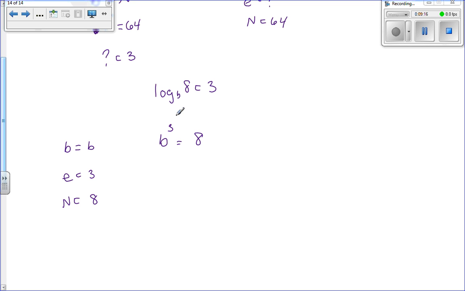Now you might be able to look at that and figure it out, but to show the work, raise to the reciprocal power. So those cancel each other out. B is equal to 8 to the 1/3 power, that's the cube root of 8. B is equal to 2. Now remember that you can type it into the calculator, the 8 caret 1 divided by 3.